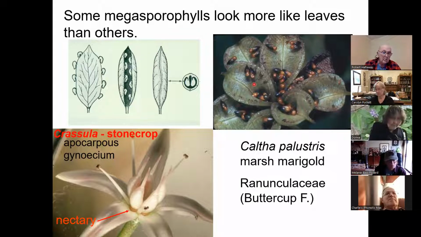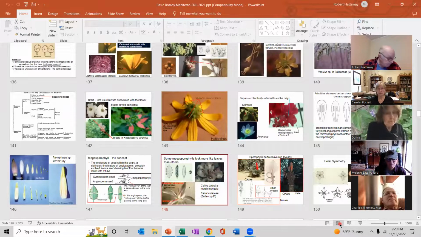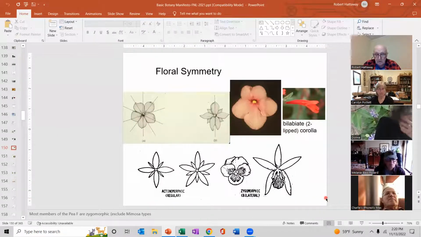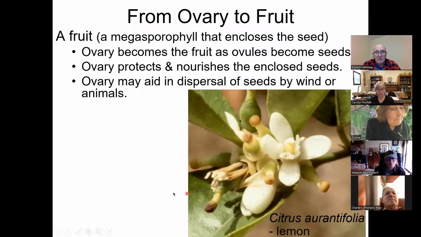Now, speaking of carpel, let's see if we can straighten out the difference between the concepts of carpel and pistil. That is better done, I think, about slide 151, which is getting close. All right, here we go. All right, can you see that, Charlie?